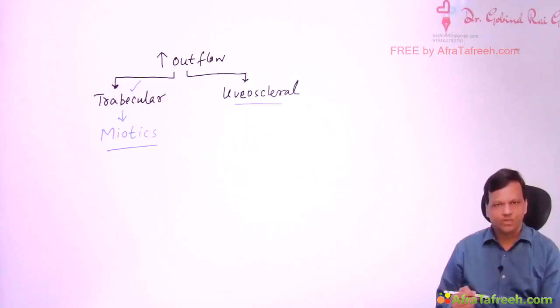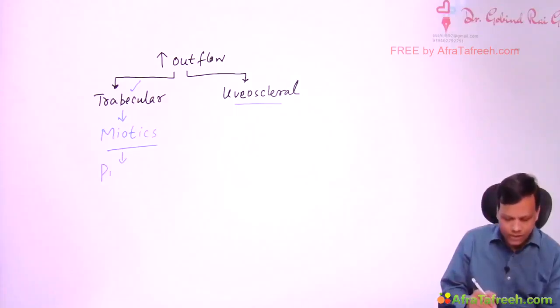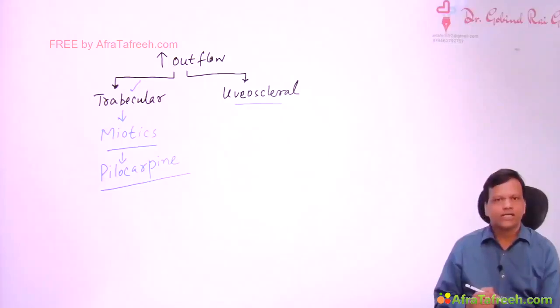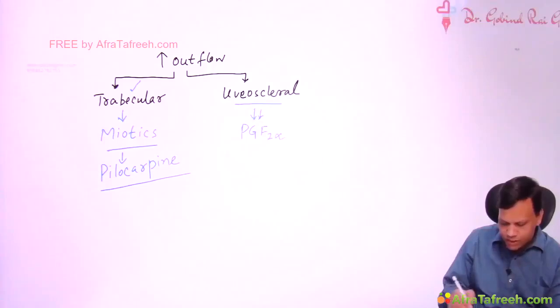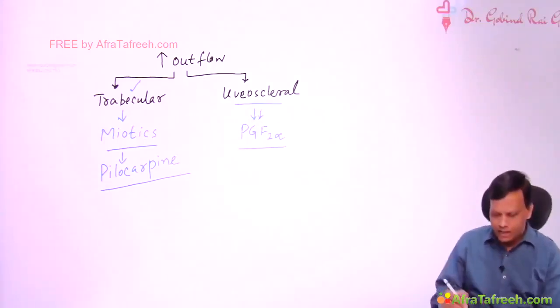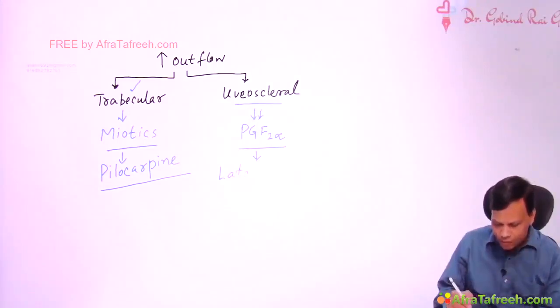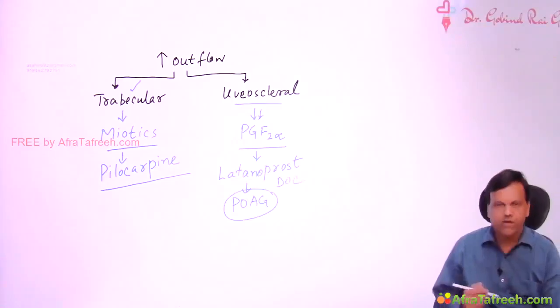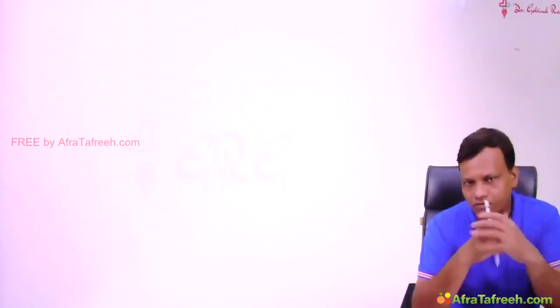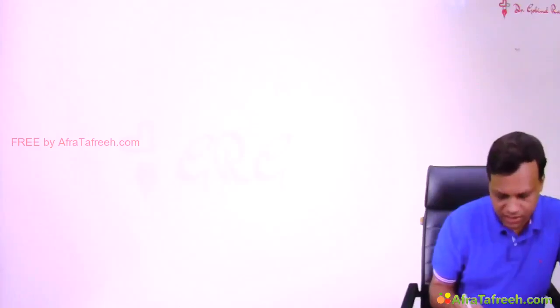So miotics will do the opposite. Okay? So miotic drugs like pilocarpine are useful in angle closure glaucoma by removing this block and increasing the trabecular outflow. On the other hand, the emergency drainage can be opened by prostaglandins. So prostaglandin F2 alpha is used for uveoscleral outflow. And in fact, the prostaglandin F2 alpha drug is latanoprost. It is a drug of choice for open angle glaucoma. Primary open angle glaucoma, latanoprost is now the drug of choice. Clear? So now we will move to adverse effects of anti-glaucoma drugs which are asked in the exams.